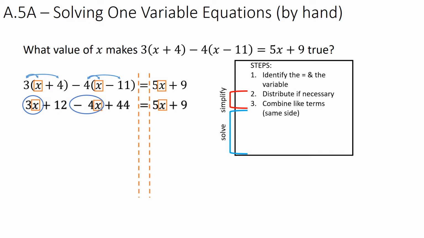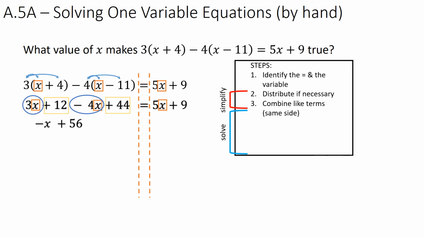And so if we add a positive and a negative, we're really subtracting, and the answer depends on which one is the bigger number, either the positive or the negative. Well, in this case, the bigger number is the negative, and so when we subtract these, we're going to get a -1x. When we add the constants together, we got +12 and +44. Those come together to give us a +56.